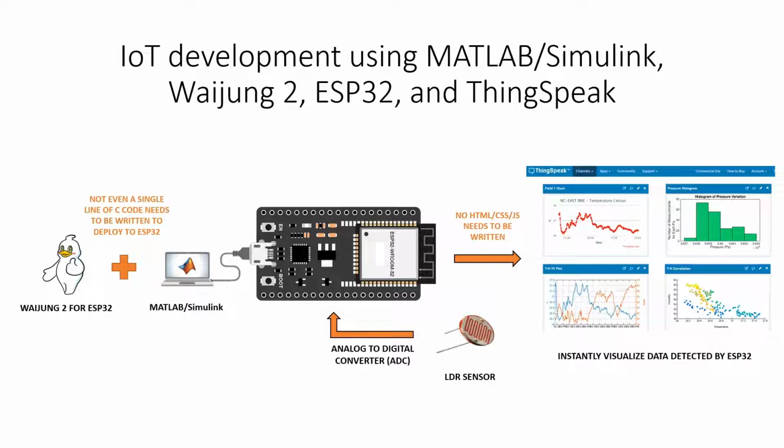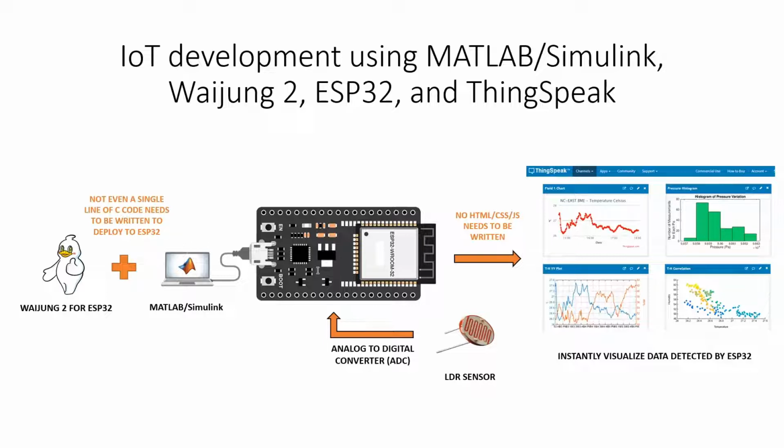Now, here's the interesting thing and the purpose of this video. I have not written a single line of code to build this project. And you can do the same. No C code, no HTML, CSS, JavaScript. Instead, I have used Waijung 2, which is a Simulink add-on block set that will deploy any MATLAB Simulink model to ESP32 microcontrollers at the click of a single button.